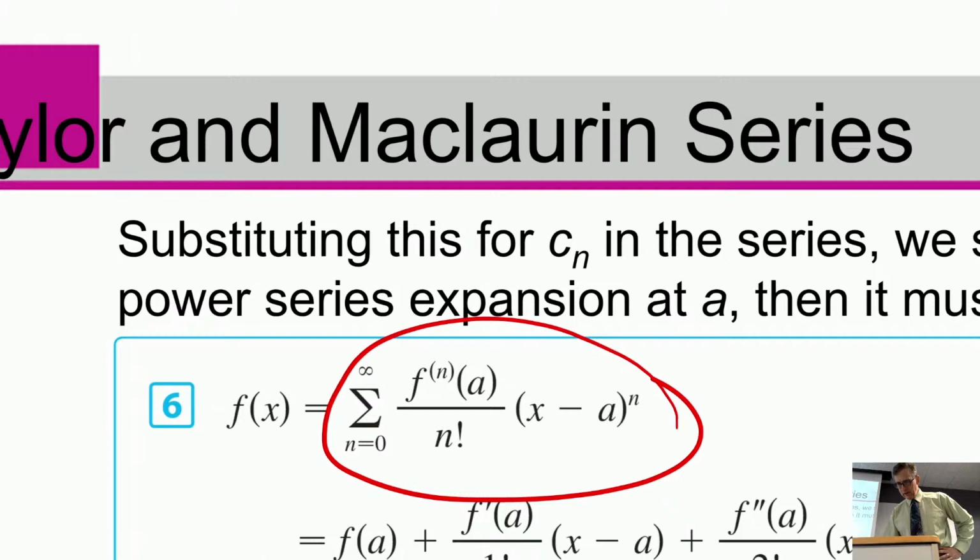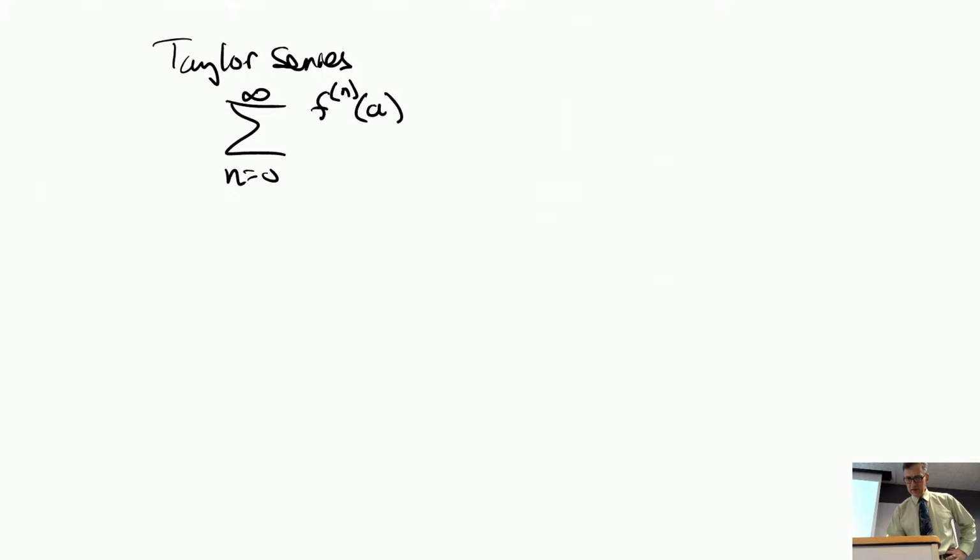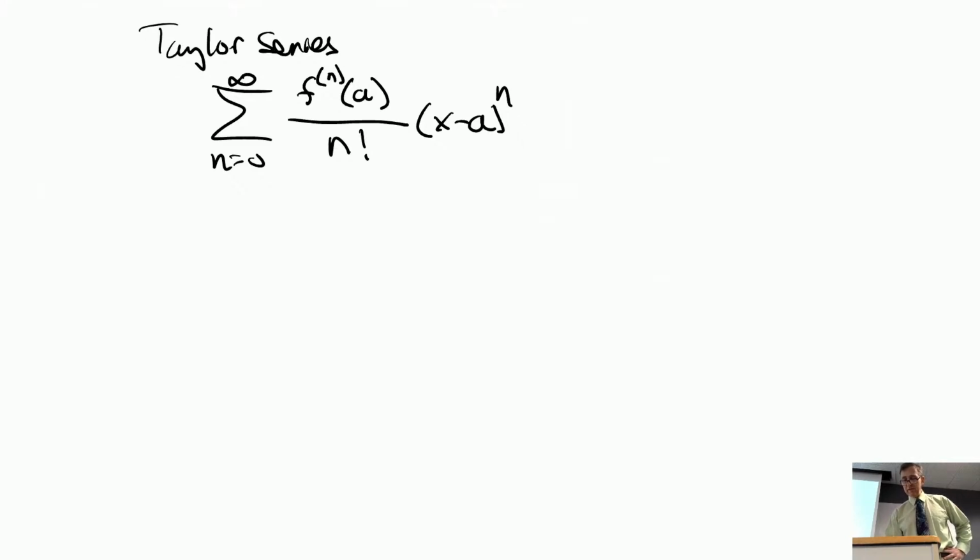So let me do a little bit harder example than e to the x. Don't worry, I'm just going to write this down here. Here we go. So this is the Taylor series: the sum of f to the n of a over n factorial times x minus a to the n. Okay, so that's the general Taylor series formula, but here's all I want to do: I want to find the Taylor polynomial.